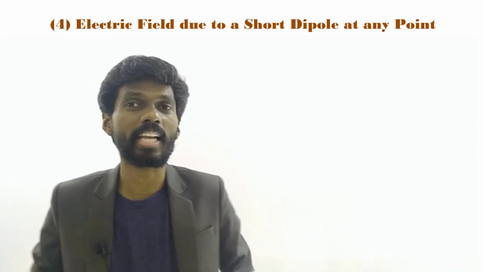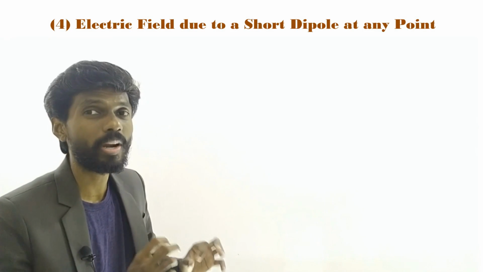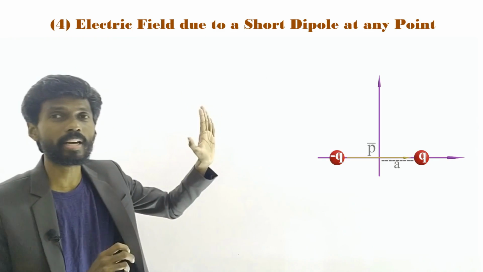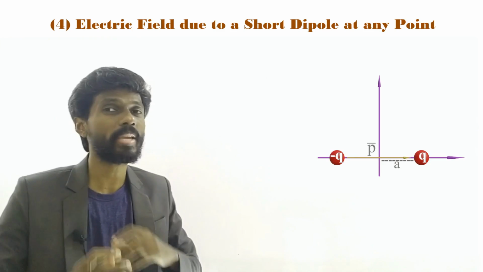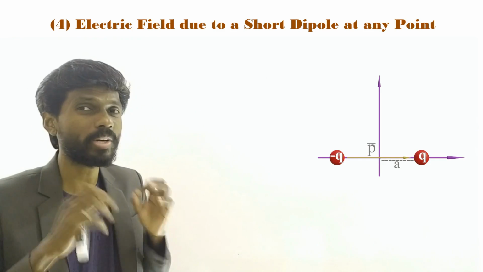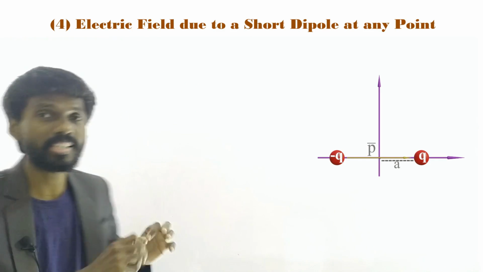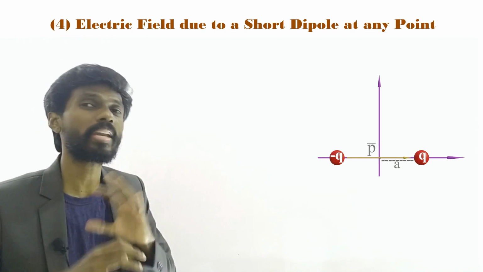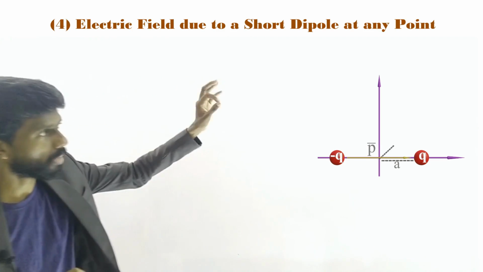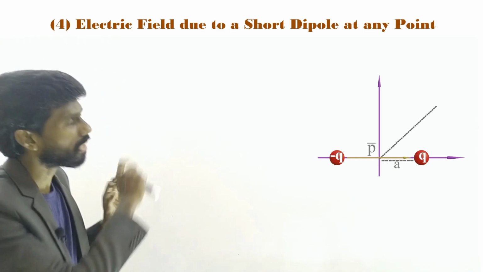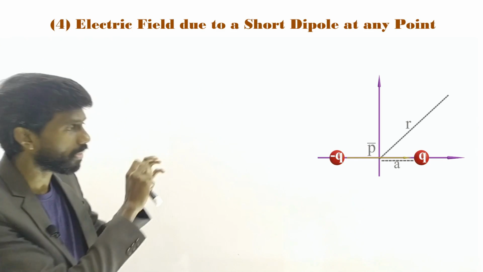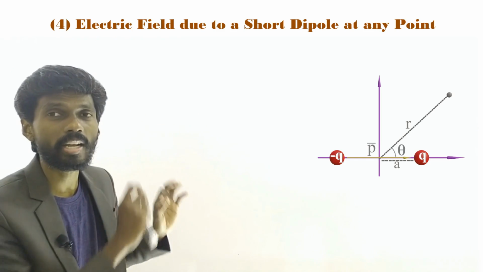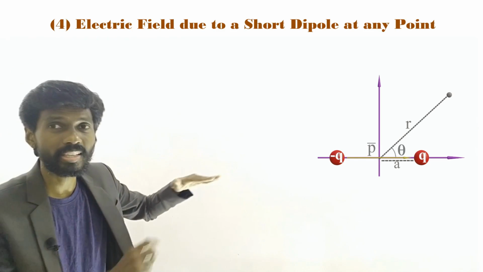This is the most general case where we'll find the electric field due to the dipole at any point in space, not necessarily on the axis or on the perpendicular bisector. So this time the point can be anywhere in space, but here we'll only consider the case where this is a short dipole. Say the point A is here at a distance r from the midpoint. This radial vector OA makes angle theta with the dipole moment.